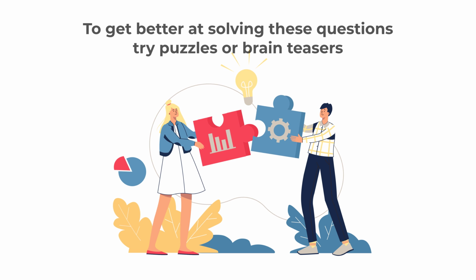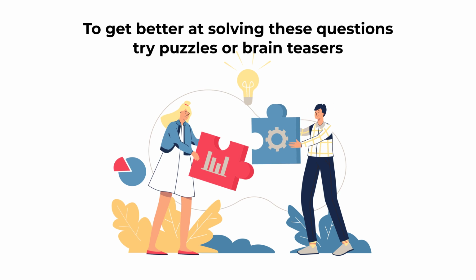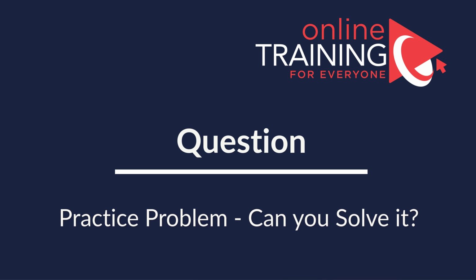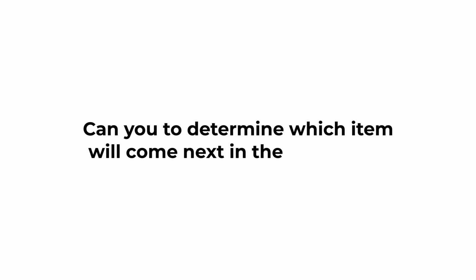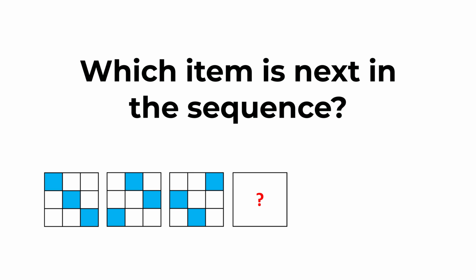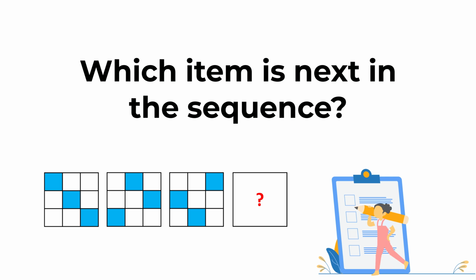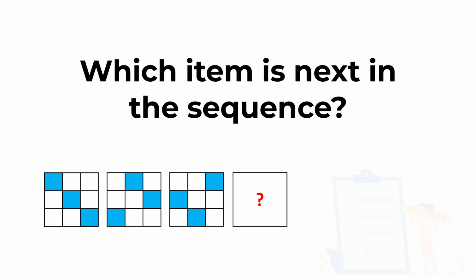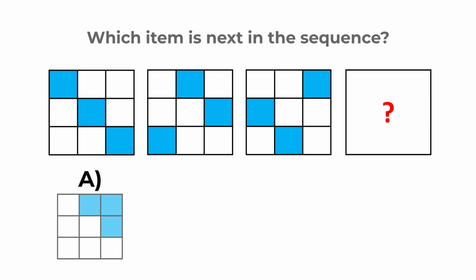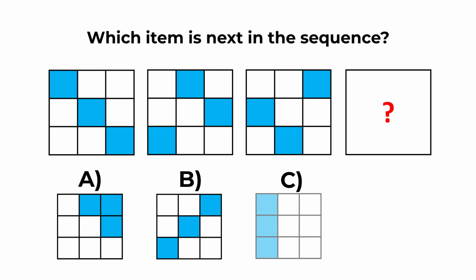Hopefully you've nailed this question and now know how to answer similar puzzles on the test. And now I have a practice question for you. You need to determine which item comes next in the sequence. You're presented with 3 large squares. Each large square contains 9 small squares inside, and small squares are of a different color. And the 4th square is missing, and you have 4 different choices to choose from. Choices A, B, C, and D.